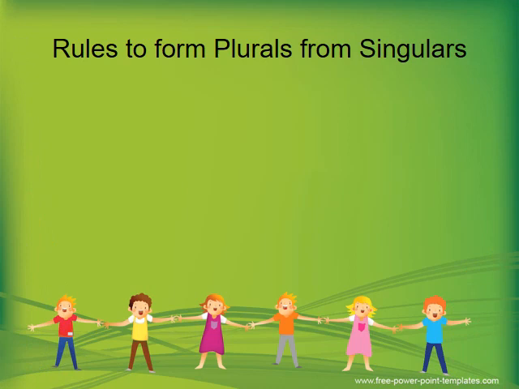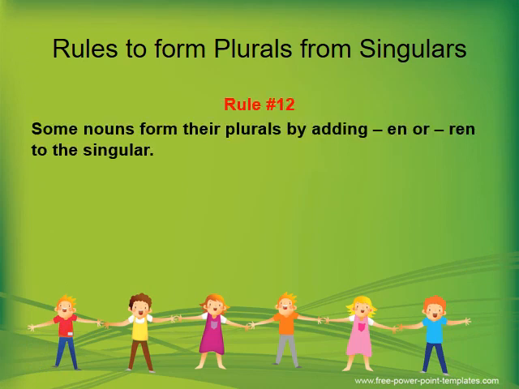Let's come to the next rule, which is rule number 12. It says that some nouns form their plurals by adding en or ren to the singular. Let's see with the help of examples. Child. Child is a singular noun. When we form the plural of child, we will add ren to the singular noun child, and so the plural will be children.